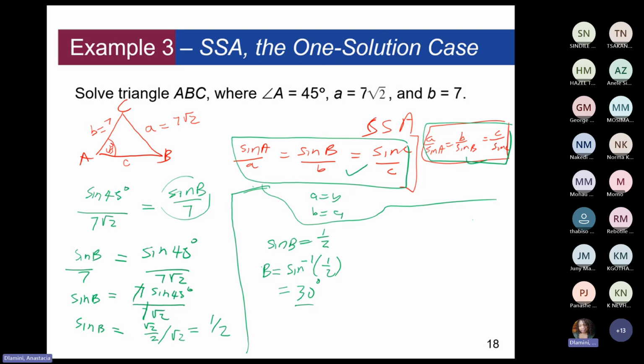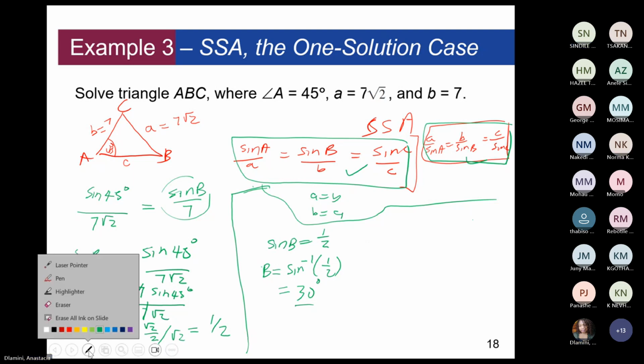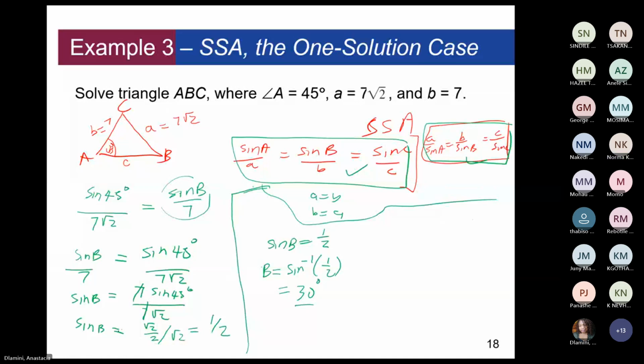Are we together? Yes. So what is an angle that is supplementary to this angle that we got here? It's 150, ma'am. 150 degrees. Because we said supplementary, yes?